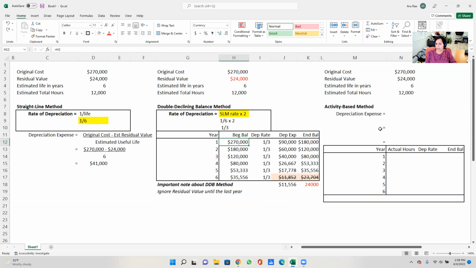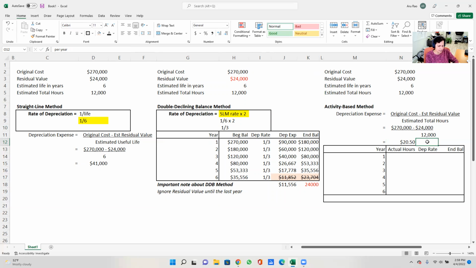Okay, so now let's move on to the third method, which is the activity-based method. The formula looks similar to the straight line method in the numerator, but the denominator will be different, and let's see what it is. In the denominator, instead of life in years, we have life in terms of the activity. Here they're telling us hours that I'm going to use the machine. So here my depreciation expense is calculated as 270 minus 24 in the numerator, same as we had over here, divided by 12,000.